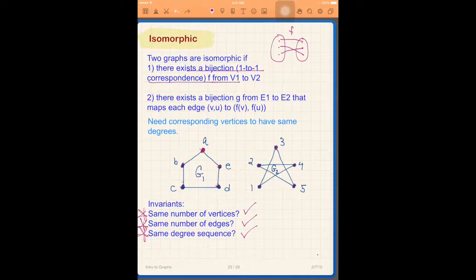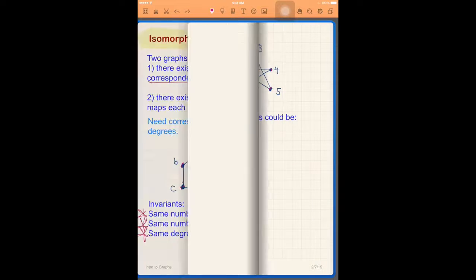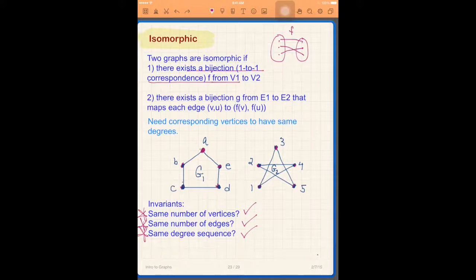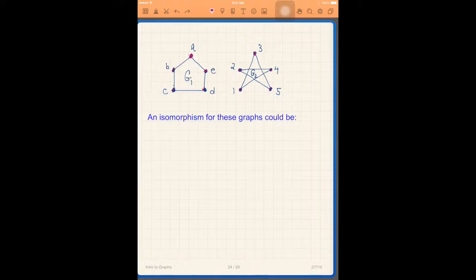And if all three of these are true, then maybe you will have an isomorphism, but you still have to come up with the function, and you can look at the adjacency matrix to verify. If any of those three are not satisfied, then we don't go any further, then this is not going to be isomorphic. So for G1 and G2, what could an isomorphism be for these graphs?